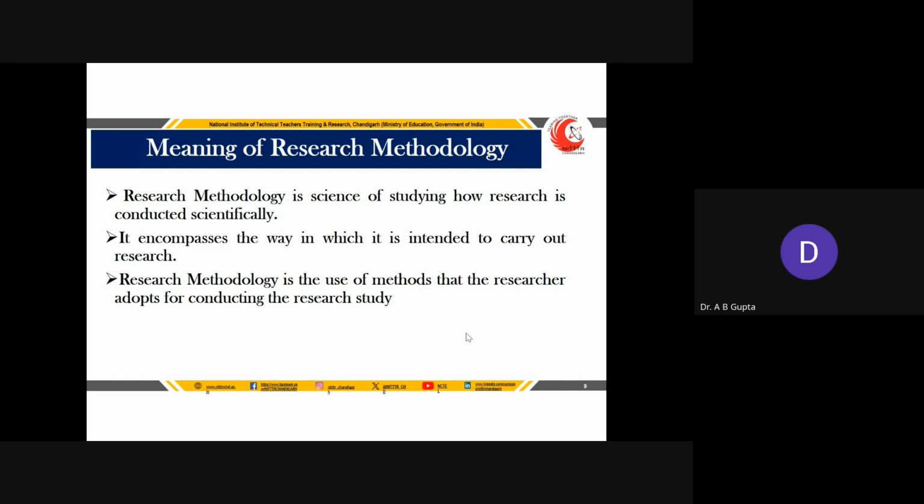You are using various methods, which we will be discussing during this program. Which method are you using to conduct your research study? There are different methods. So research methodology deals with the use of various methods which a researcher adopts to conduct a research study. How you are carrying out the study, and the systematic, scientific way you are adopting, are all part of research methodology.